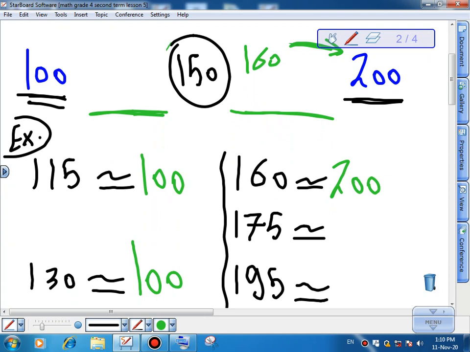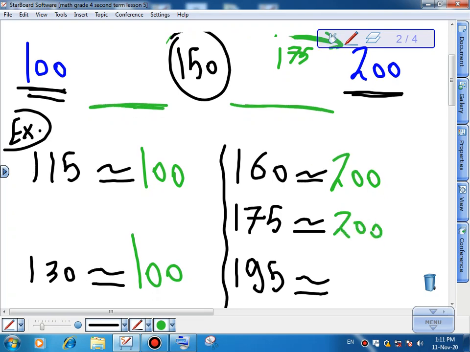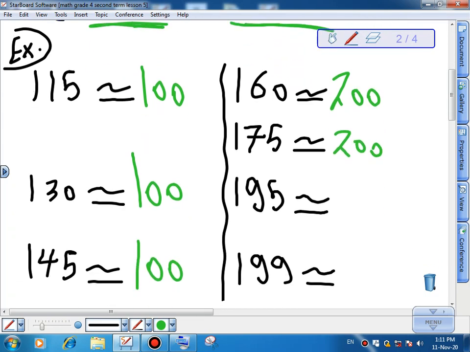And 175 will be here, nearer to 200 than 100. So the approximation will be 200. Another one, 195 or 199 is nearer to 200.